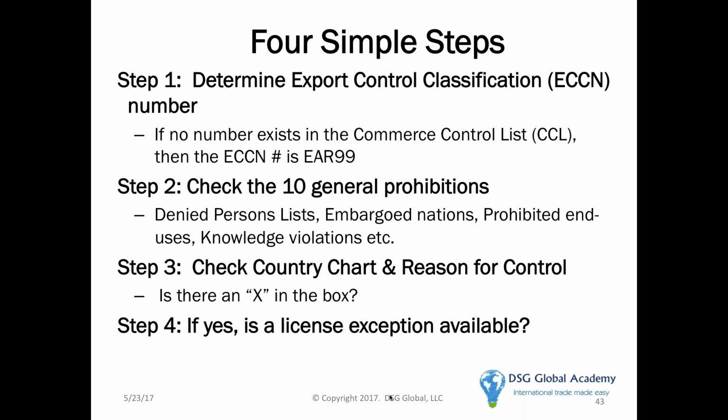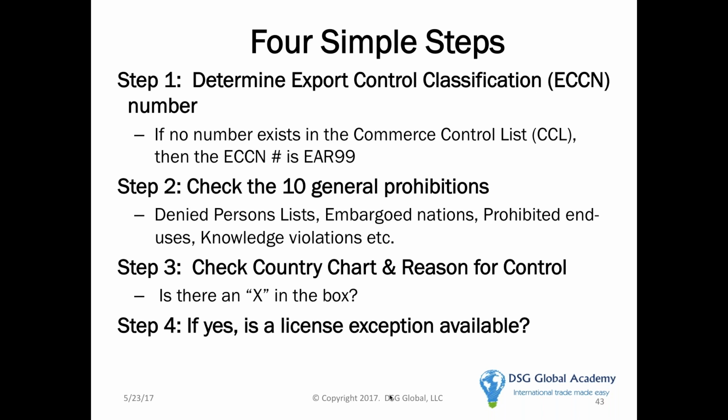Now, the first step, when I said determine your ECCN number, was to figure out if your item is listed in the Commerce Control List, which is a list of sensitive technology. If your item is not listed, then your item will be called EAR99. That would be its ECCN number, which means your item is not listed in the Commerce Control List.